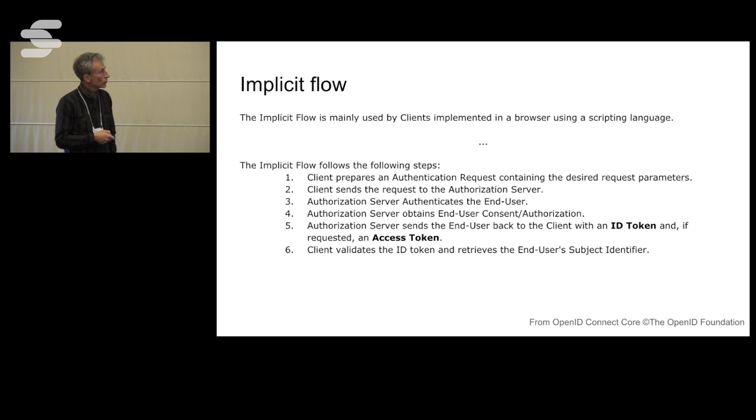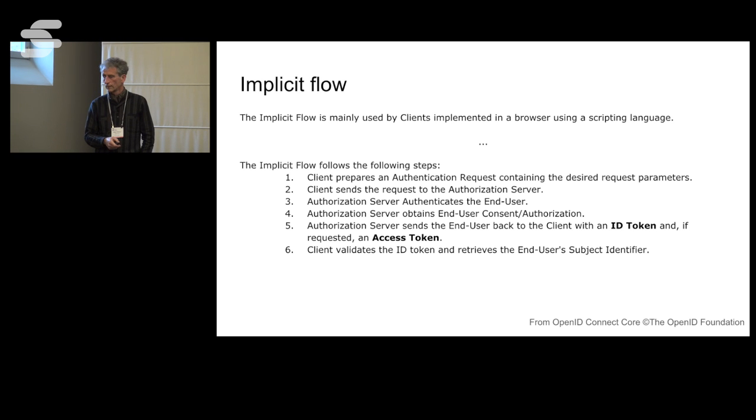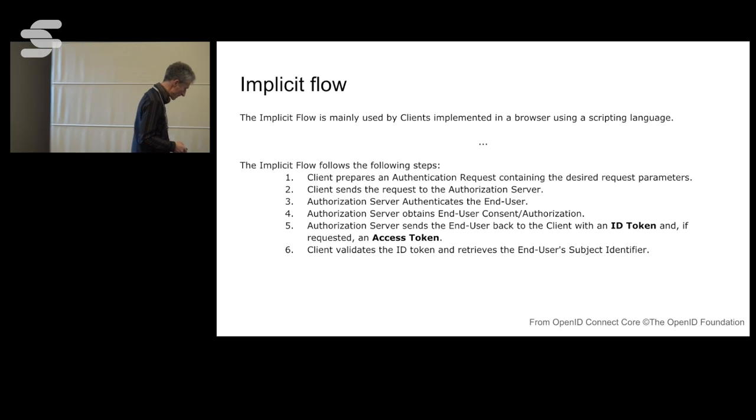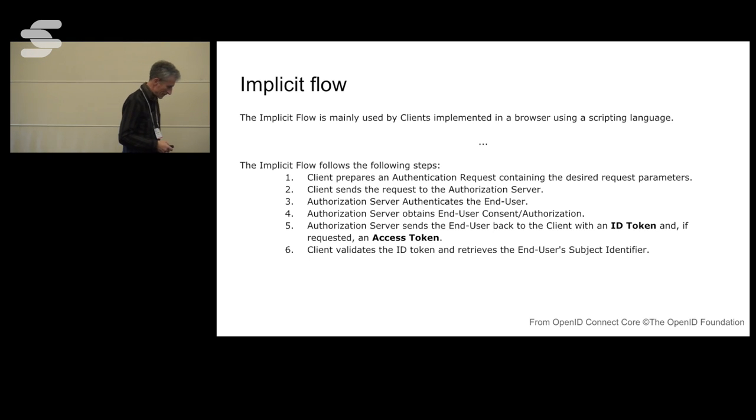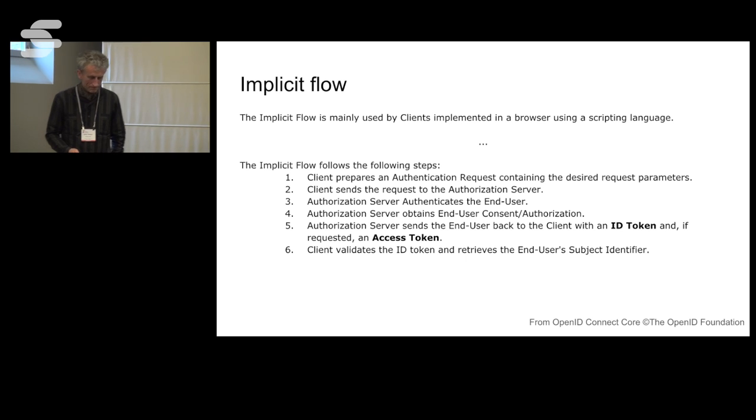The implicit flow is actually recommended for clients implemented in a browser using a scripting language. This is what the standard says. Can I clarify that a little bit there? For OpenID Connect identity verification, the implicit flow is an acceptable process. Using the implicit flow for delegation with OAuth 2 is extremely discouraged. So the only good use of implicit is going to be with OpenID Connect.